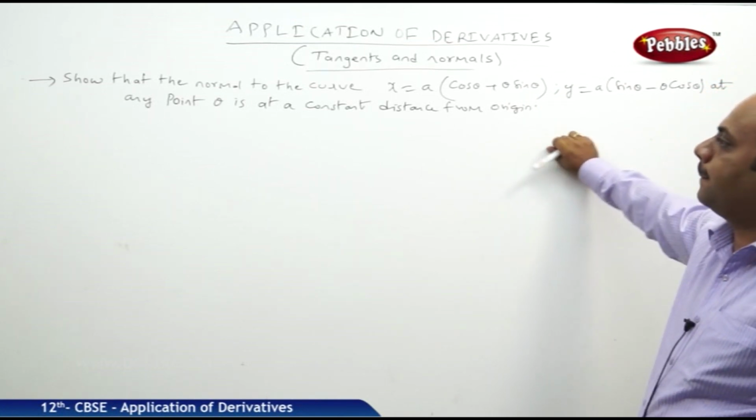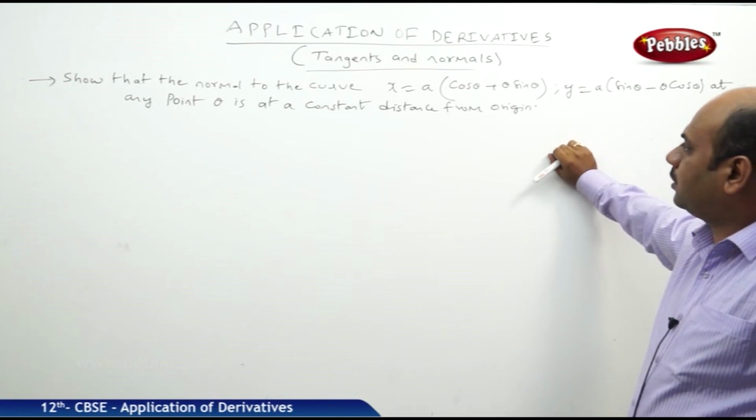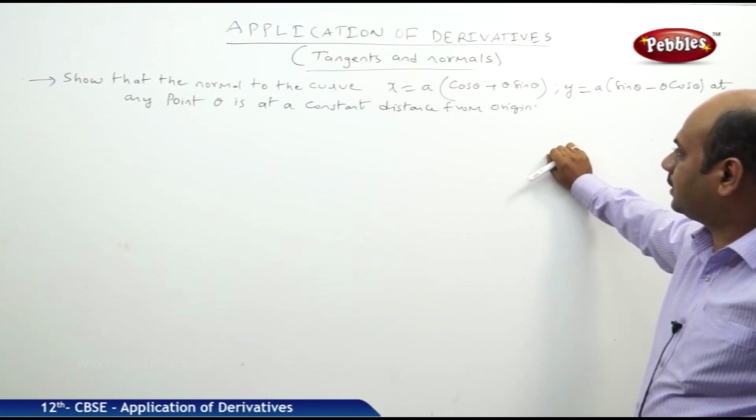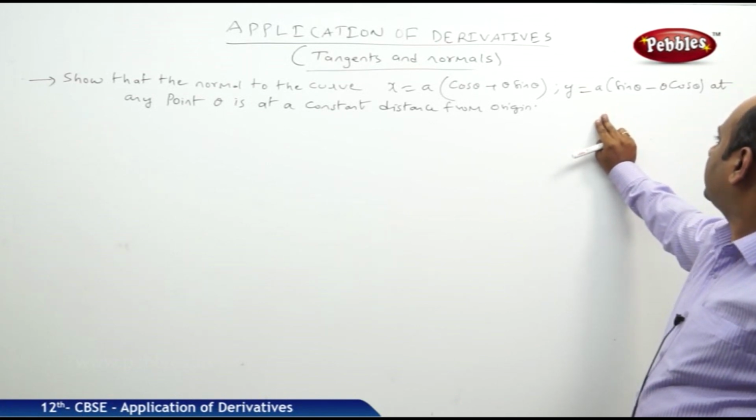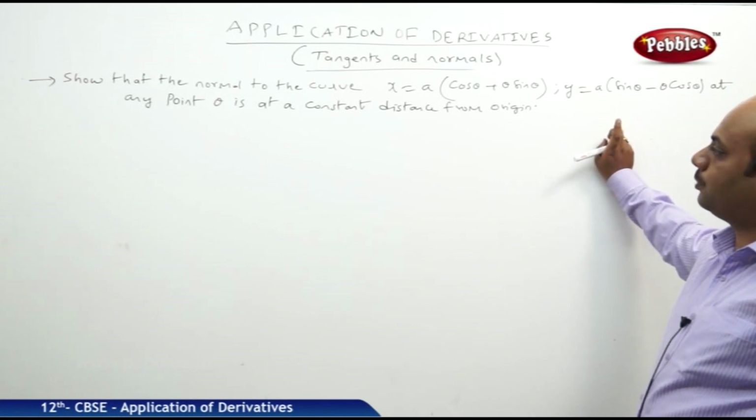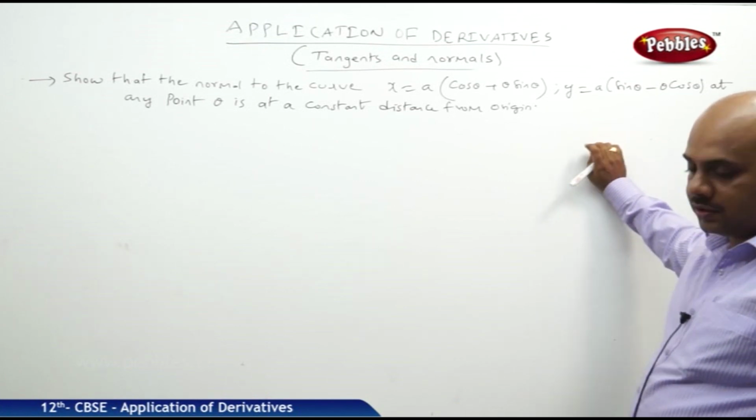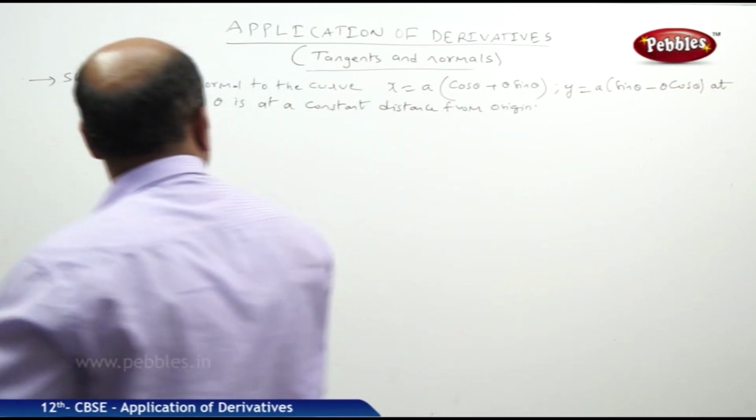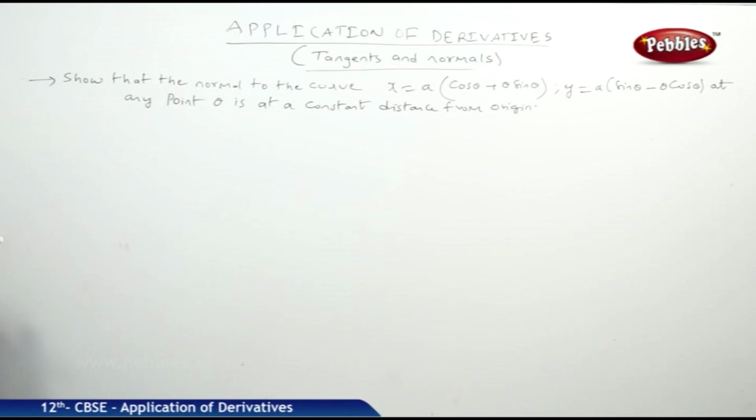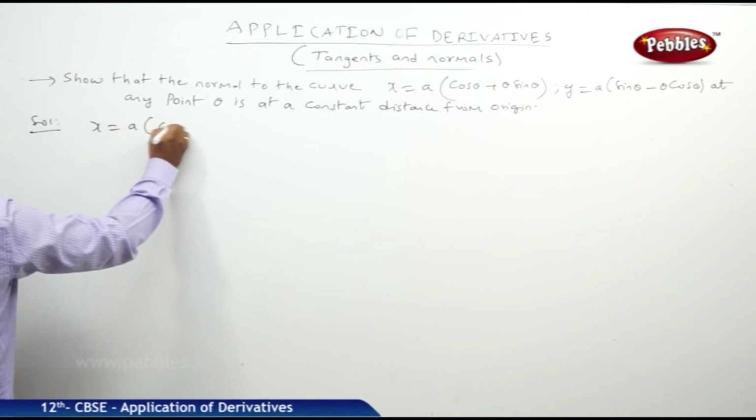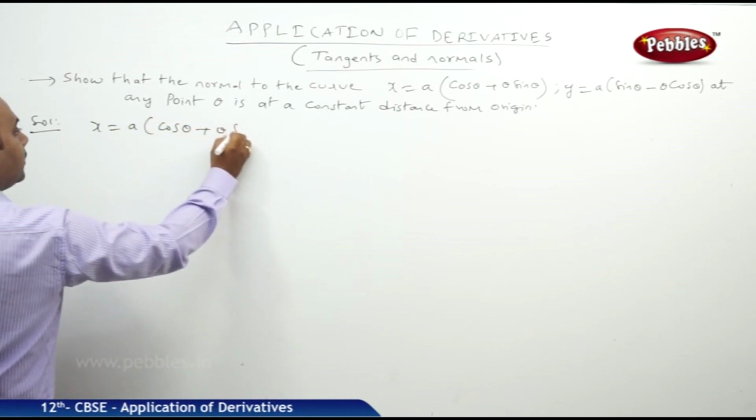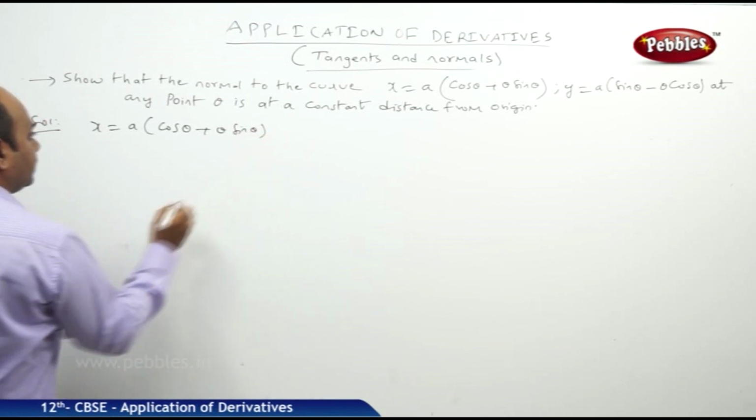Very important. Show that the normal to the curve x is equal to a into cos theta plus theta sin theta, y is equal to a into sin theta minus theta cos theta at any point theta is at a constant distance from origin. Now, what I will be doing, I will consider x is equal to a into cos theta plus theta sin theta.